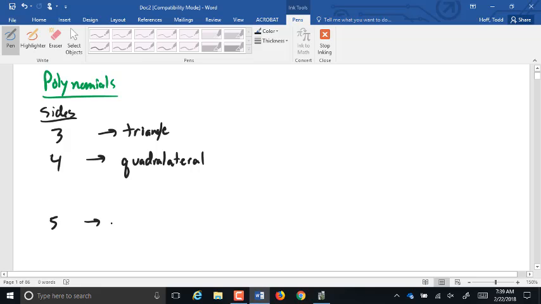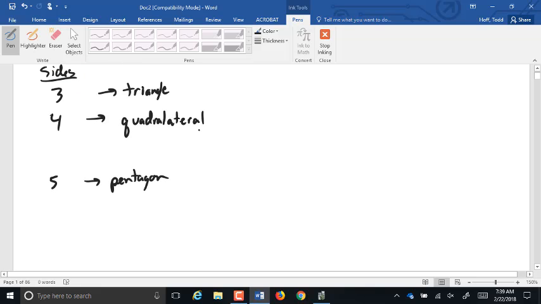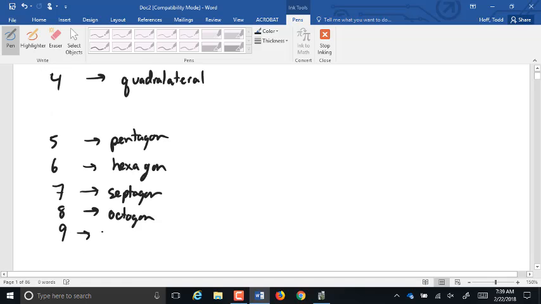5 sides? Pentagon, yes. The agon comes from polygons. It's a 5-sided polygon. 6, hexagon. 7, there you go, septagon. 8, octagon. 9, heptagon. 10 is decagon. Deca coming from, decade for 10, or deci, 10.